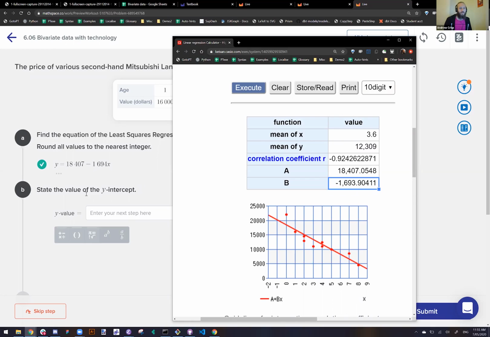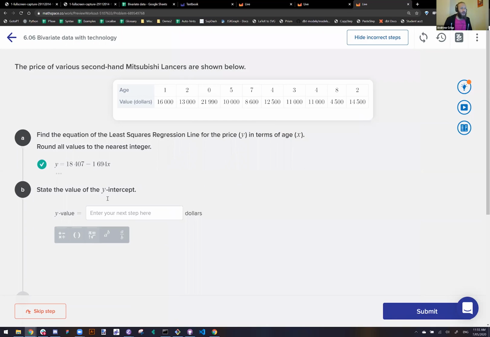Okay. State the value of the y-intercept. Once again, this is that situation where this is just a line. The line doesn't know it's being used to value Mitsubishi Lancers. It's just a line. It just has y-intercepts and gradients just like every other line. 18407, because it's the value that's not multiplied by x in the line equation.